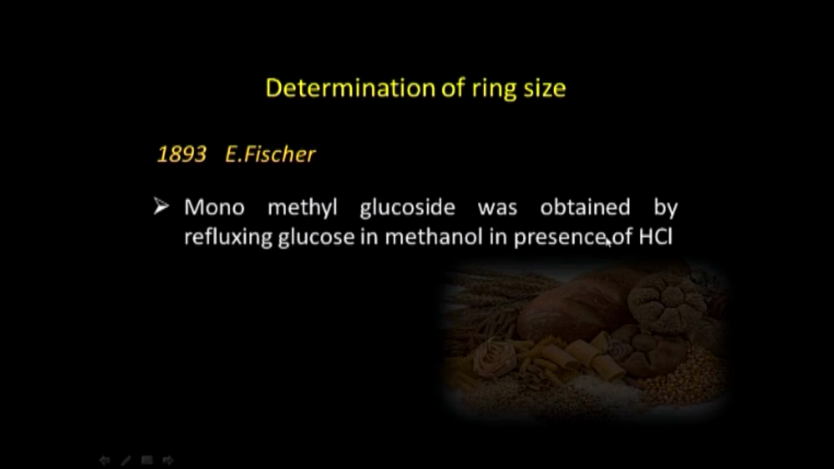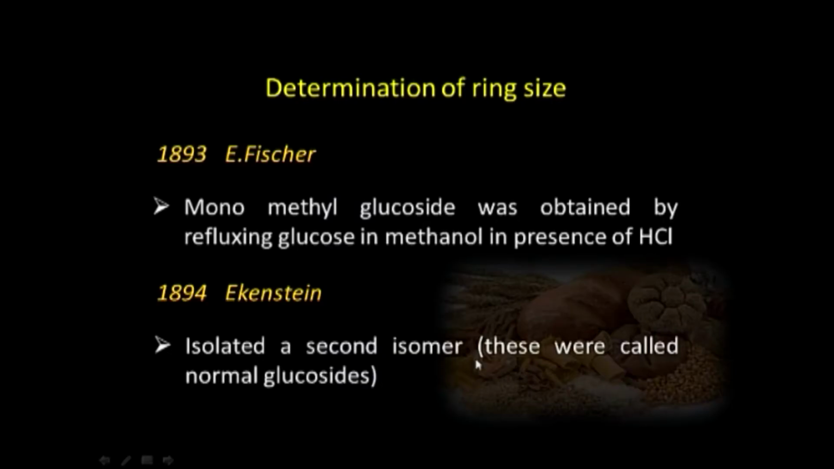This was obtained by refluxing glucose with methanol in presence of HCl, which behaved like acetal. Then in 1894, Eckenstein was repeating this experiment, and he found that the product that is obtained is not a single compound, it is a mixture of two compounds, and he isolated a second isomer. These were called the normal glucosides, and the two isomers were assigned as alpha and beta methyl glucosides.